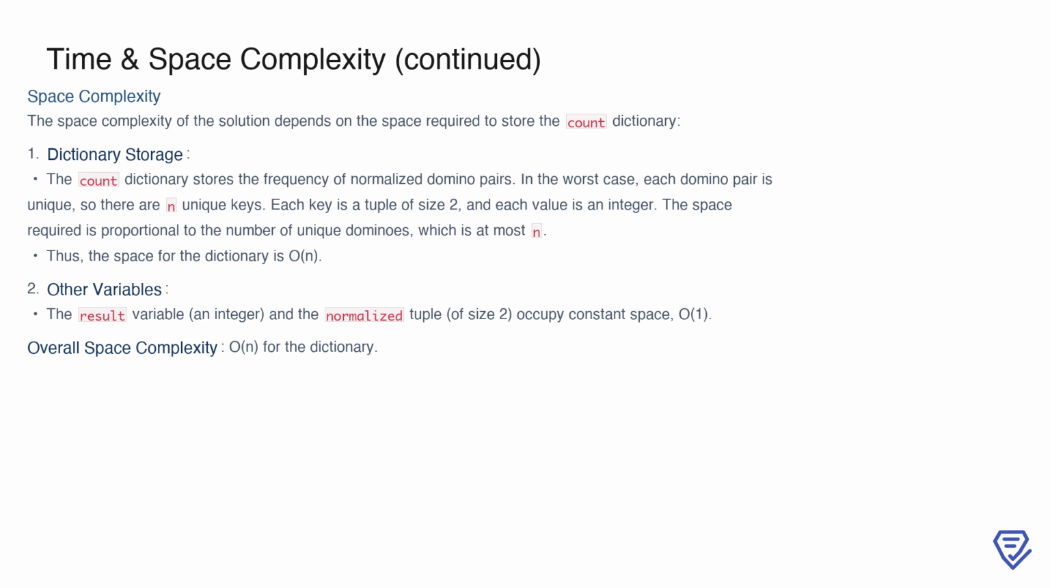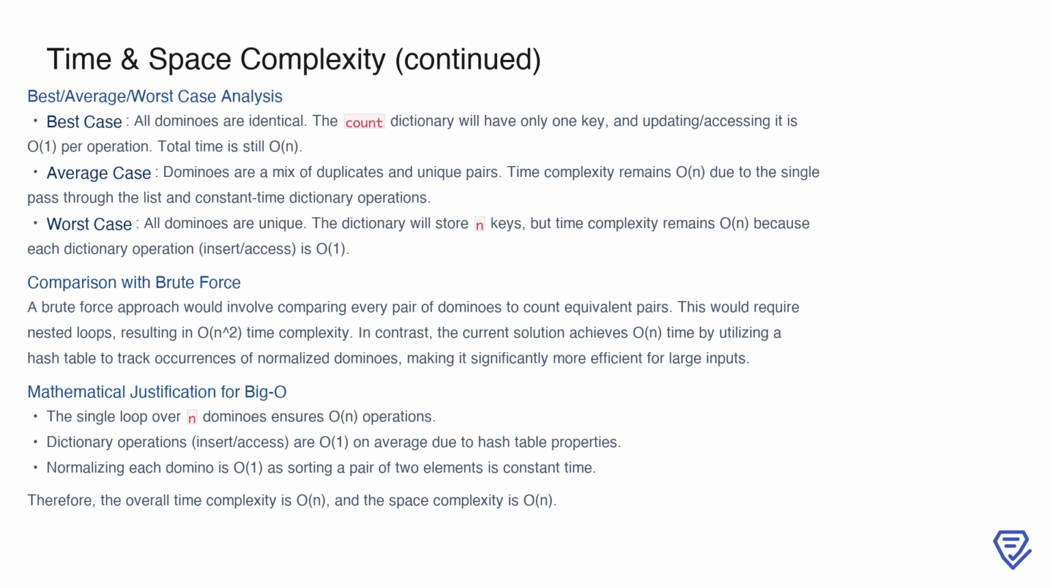Additionally, we use a few auxiliary variables such as result, which is an integer, and normalized, which is a tuple of size 2. These variables occupy constant space, O(1), and do not grow with the input size. As a result, the overall space complexity of the solution is dominated by the count dictionary and is O(n). The best, average, and worst-case scenarios all share the same time complexity, O(n), but they differ in how the count dictionary is used. In the best case, all dominoes are identical, so the dictionary contains only one key.